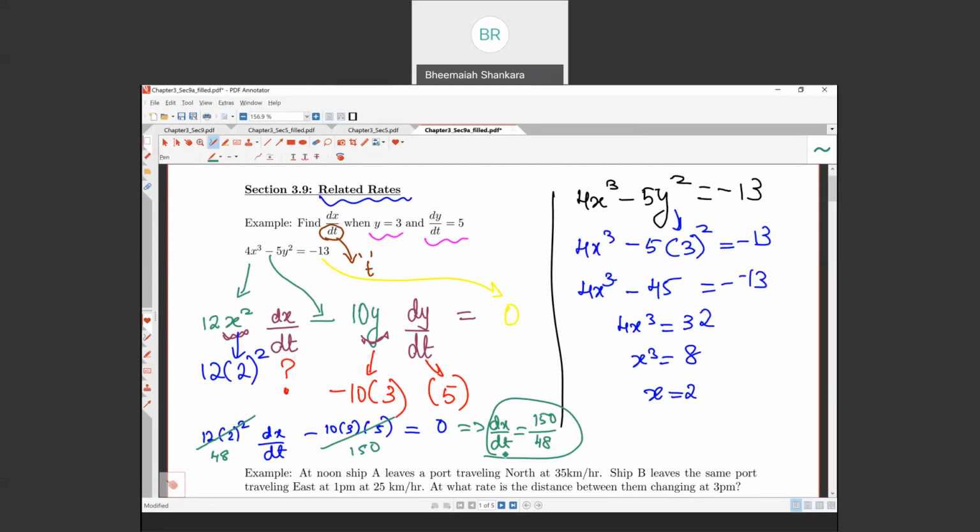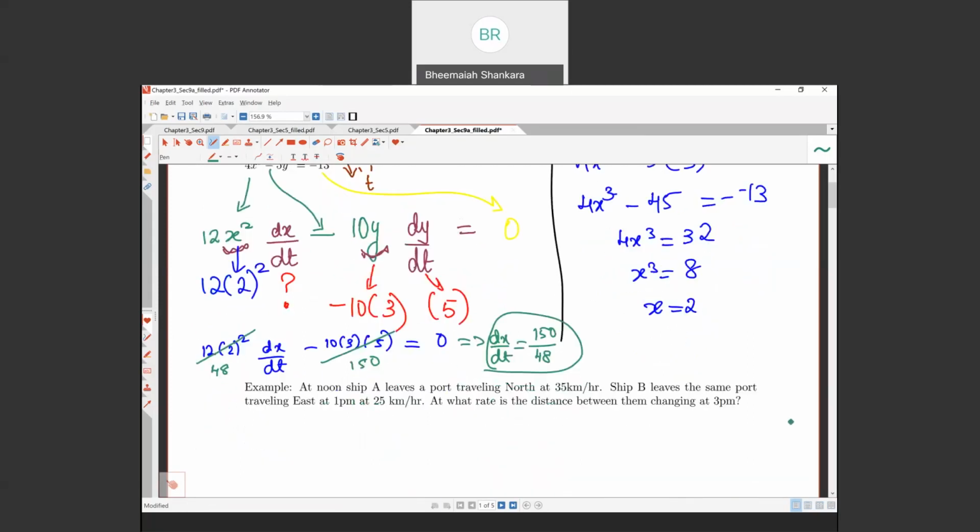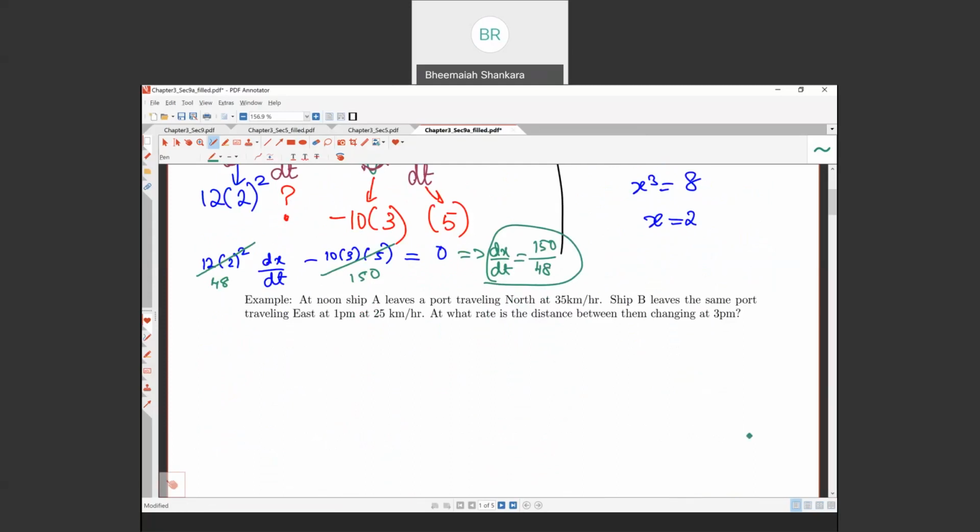In the next example, you have: at noon ship A leaves a port. At noon, ship A leaves the port traveling north at 35 km per hour, and ship B leaves the same port traveling east at 1 p.m. at 25 km per hour. The question is asking: at what rate is the distance between them changing at 3 p.m.?